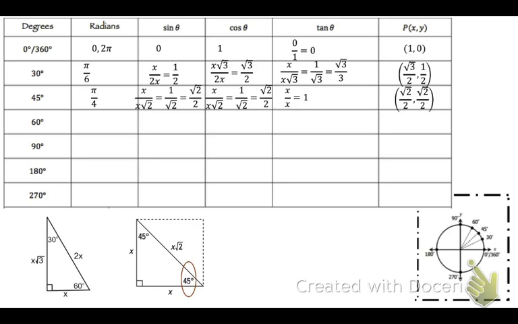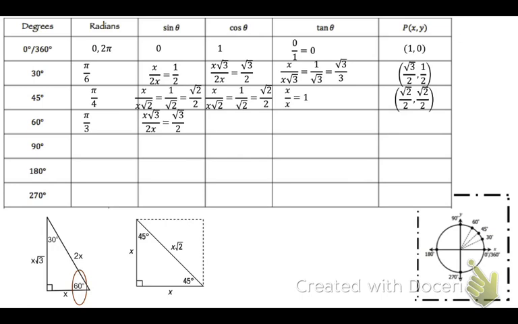Okay, let's look at 60 degrees. First, convert that to radians. That reduces to pi over 3. Now sine of that. Sine is opposite over hypotenuse. That's x root 3 over 2x, which is root 3 over 2.